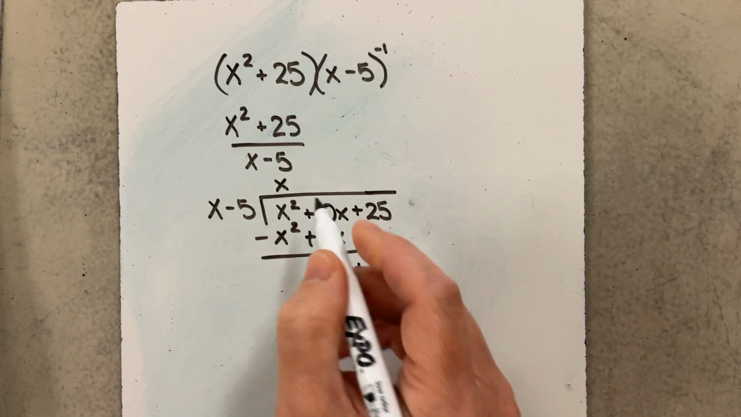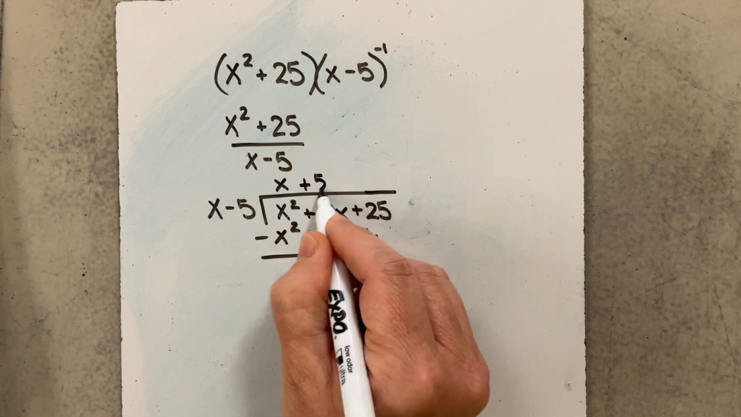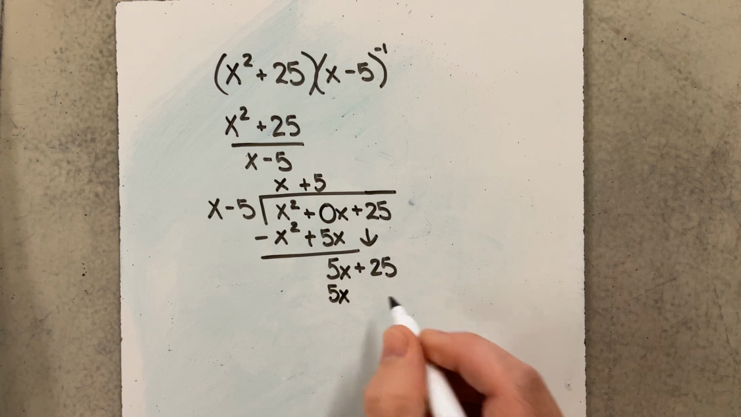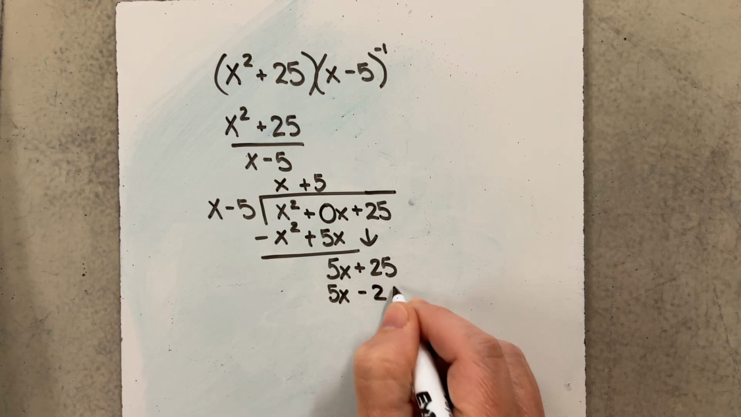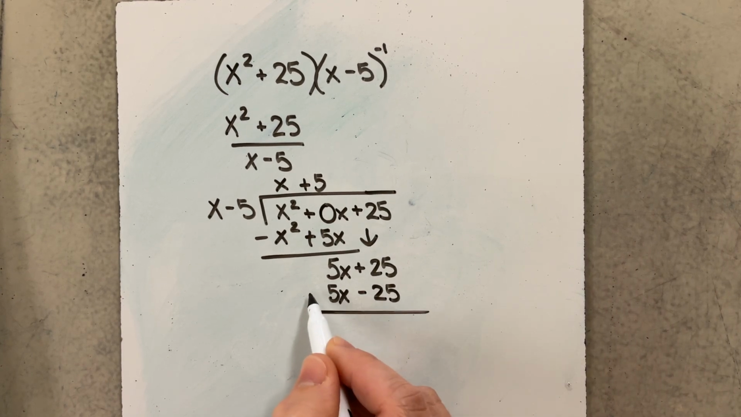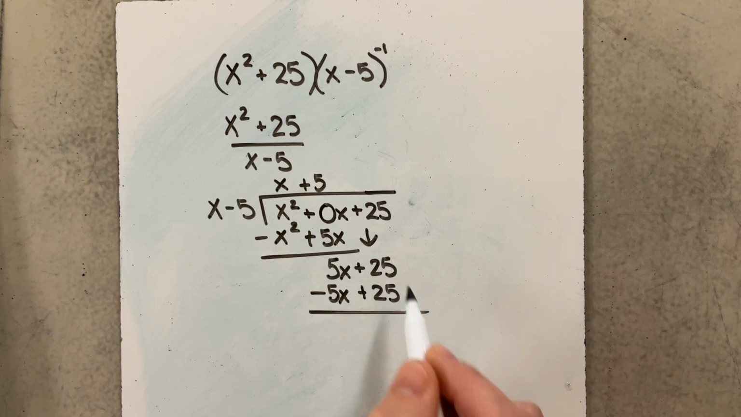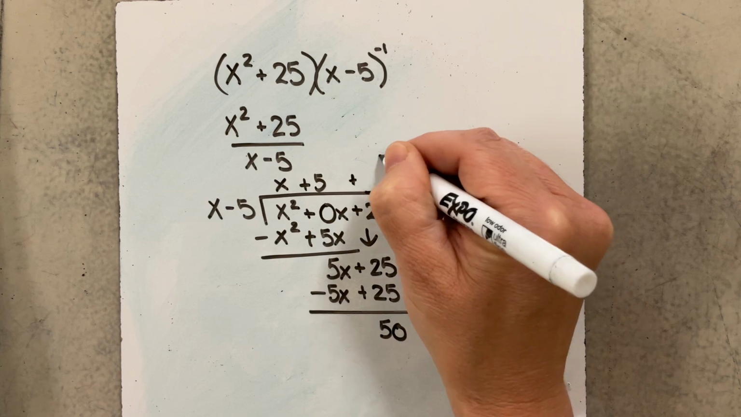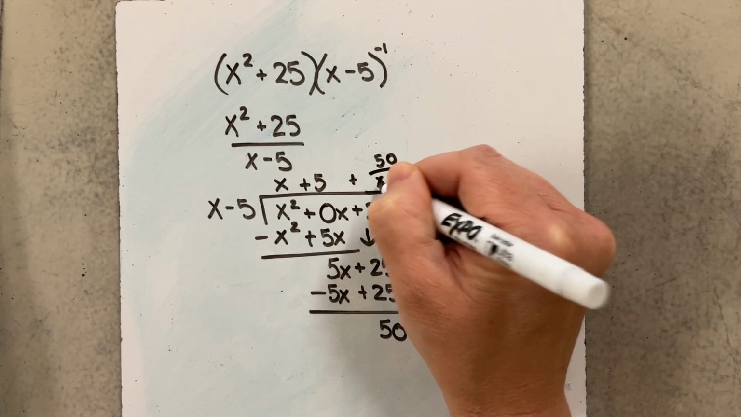x times what would give me 5x? Yes, that is a 5. So 5 times x is 5x. 5 times negative 5 is a negative 25. Okay, now be careful. Change your signs. It actually leaves you with a 50 here. So we're going to have a remainder of 50 over x minus 5.